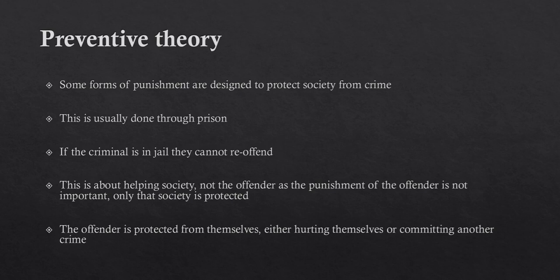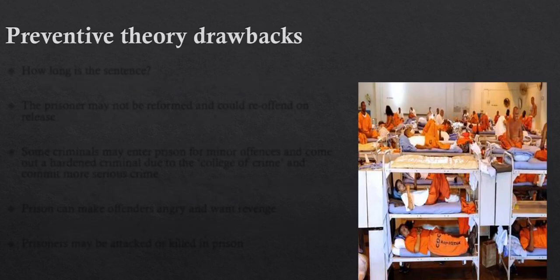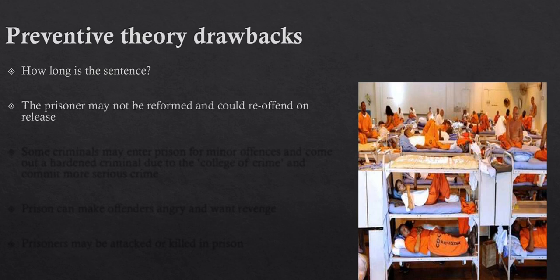Now moving to our next slide, which talks about the drawbacks of preventive theory. Its first drawback is how long the sentence is, meaning how long the person will serve, and while serving this sentence, has his guilt been served, or does he get enlightened, or come to know that the crime is not good and he should be reformed by this particular thing.